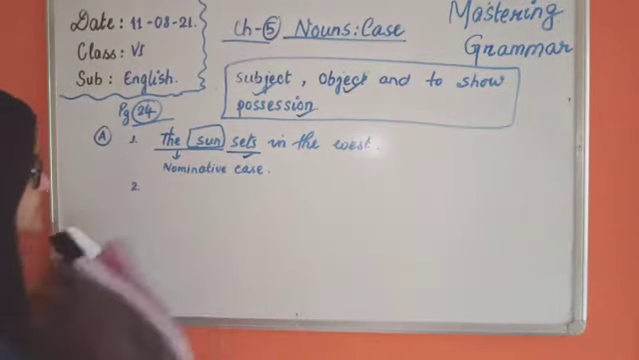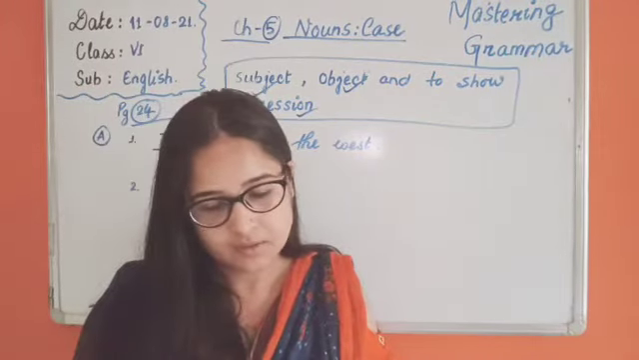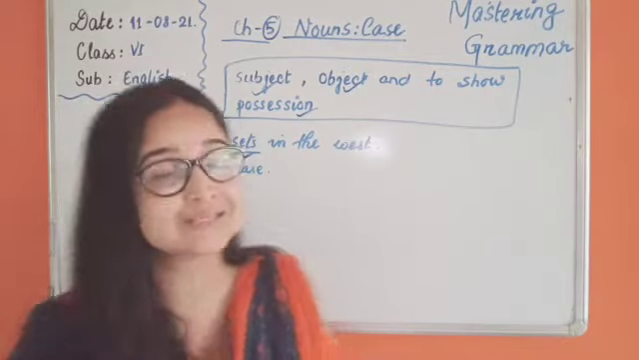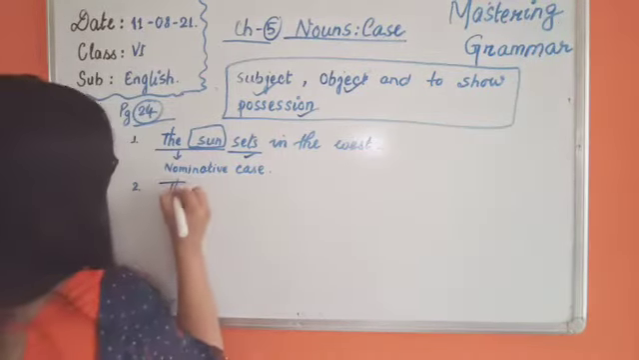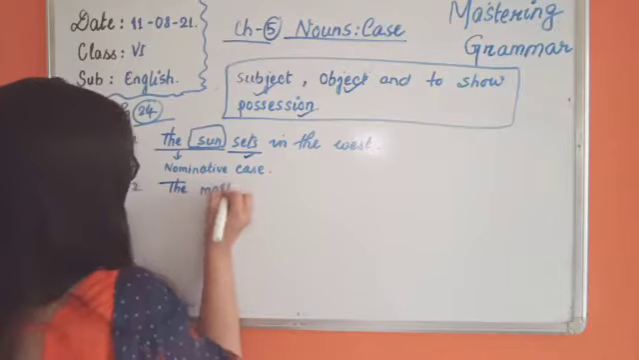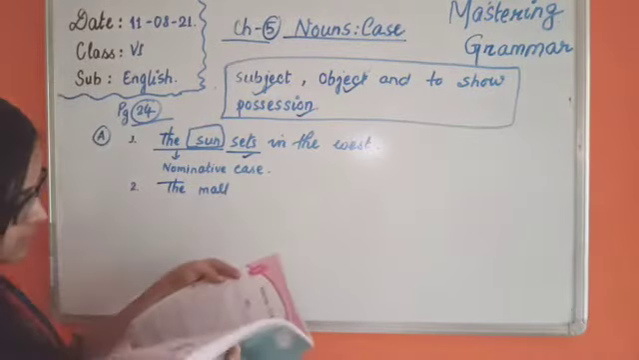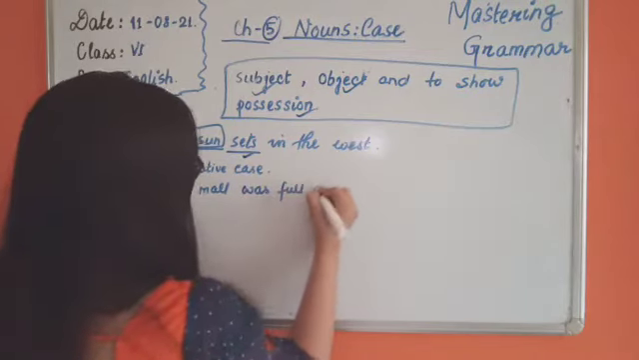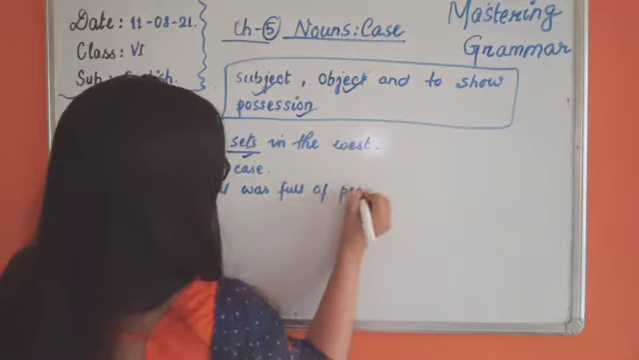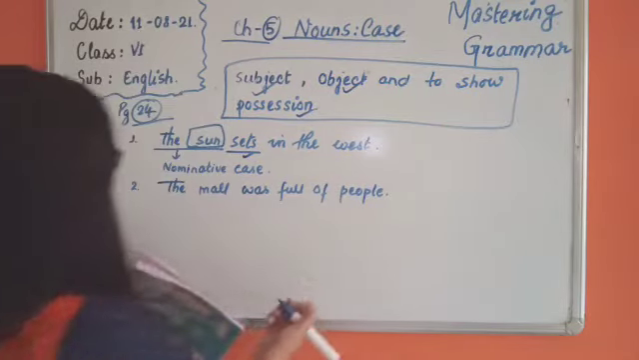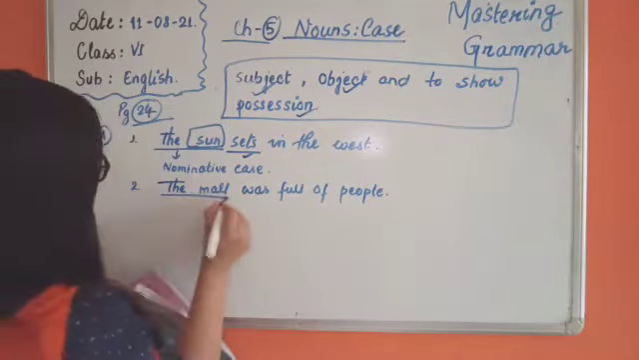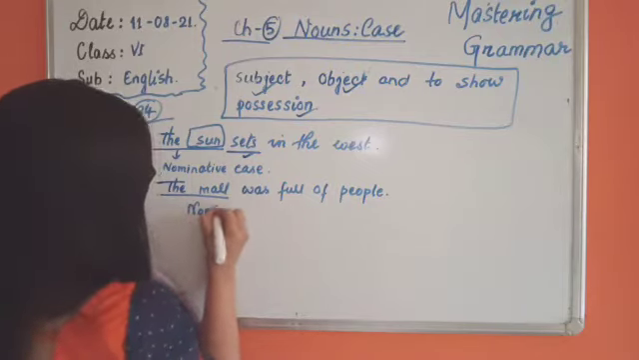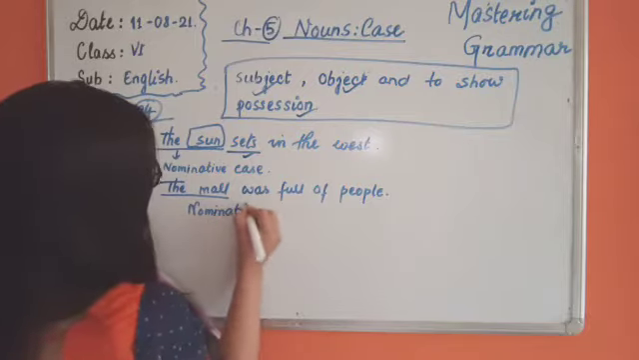Now number 2, let's read that. The mall was full of people. So here it's very clear that the mall is our subject. The mall was full of people. Yes. So see, the mall was full of people. The mall is my subject here, and the word mall is in nominative case because it is acting as the subject.